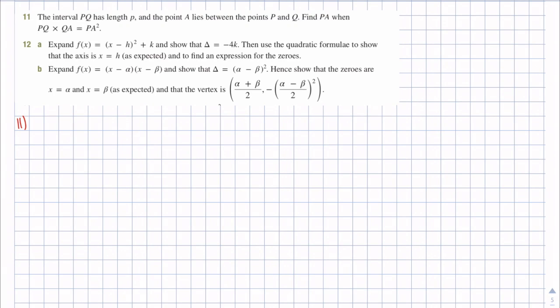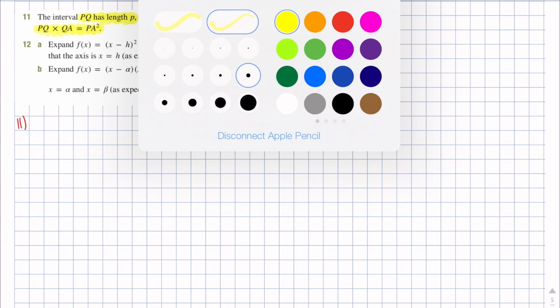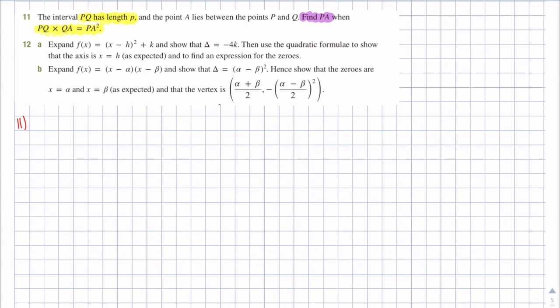Okay, this is like the third time I've done this question because I keep reading it wrong. I've been told this piece of information: PQ times QA equals PA squared. And I've been told PQ has length P. And what I want to do is find PA.